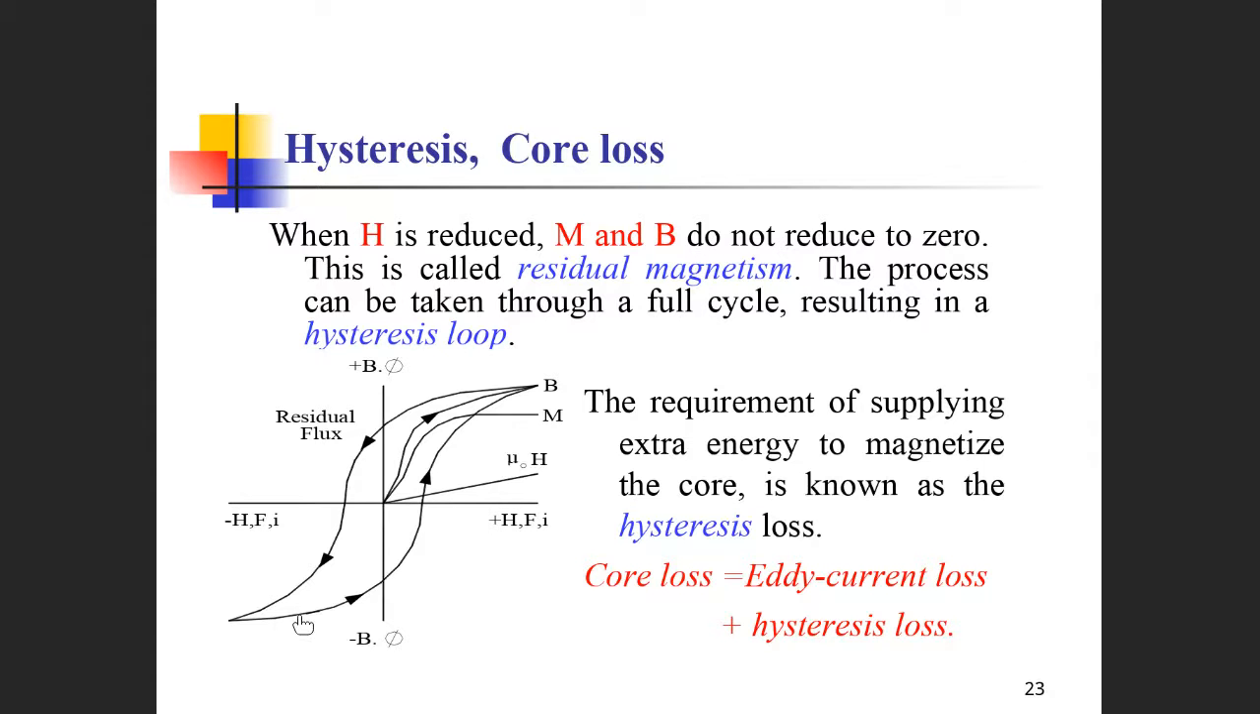Then the current is reduced to zero, the magnetic field is non-zero. When the current is reduced to a certain positive value, the magnetic field is zero. When the current increases to the maximum positive value, the magnetic field is positive maximum. So this is the hysteresis loop.